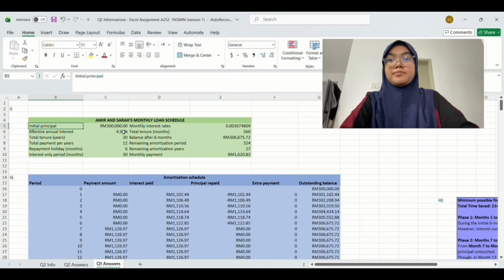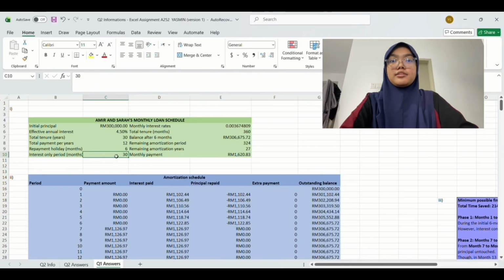So the initial principal is 300,000 ringgit, the effective annual interest is 4.5%, and the total tenure in years is 30. Because it is a monthly payment, per year we pay 12 times. The repayment holiday in months, as mentioned in the question, is also 6. From month 7 to month 36, it is an interest-only period, so the total months from month 7 to month 36 is 13.